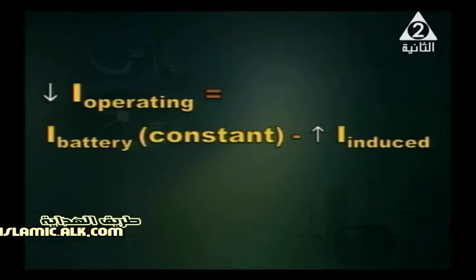Okay, simply because I operating equals I battery, which is constant, minus I induced. So when the coil tends to speed up, I induced increases because rate of cutting of flux lines increases. So I operating decreases.